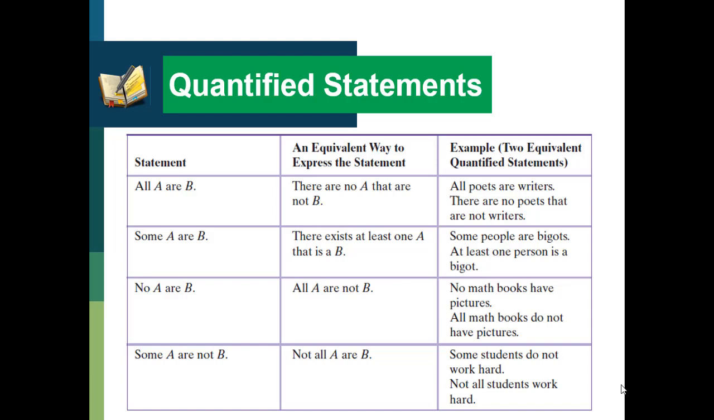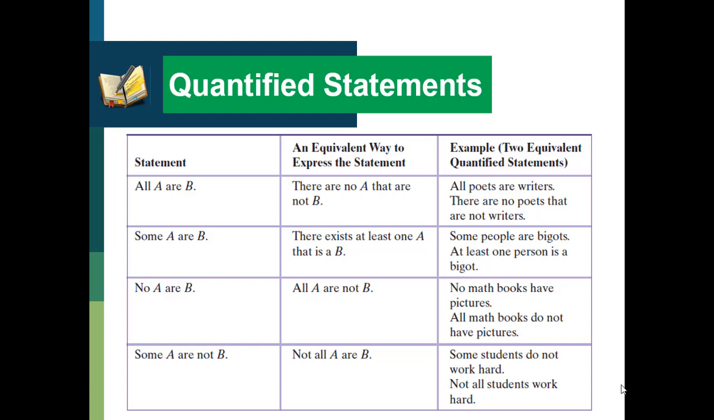For example, if we have a statement all A are B, an equivalent way to express this statement is there are no A that are not B, because all A are B. Now for example, all poets are writers. Equivalently, you can express it as there are no poets that are not writers. Do they have the same meaning? It's a resounding yes, because all poets are writers. That means there are no poets that are not writers. It's very easy to express a certain statement which has an equivalent meaning with the given statement, right?